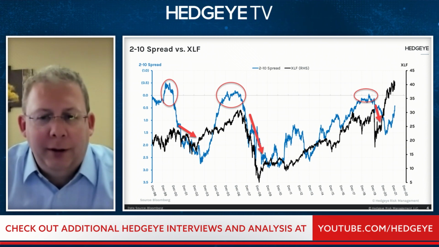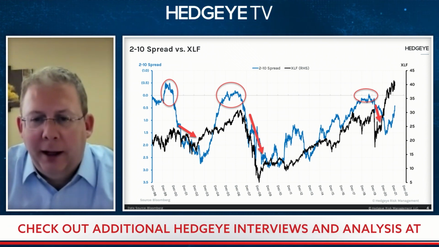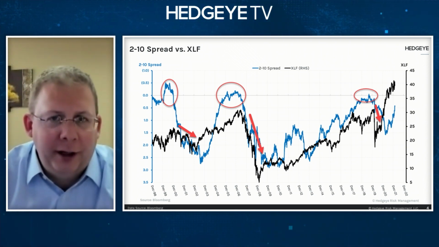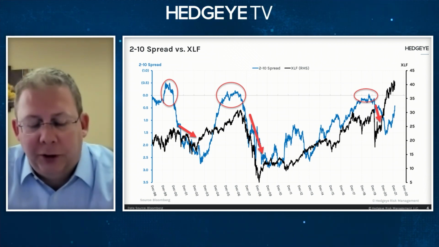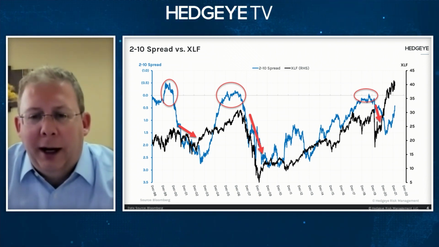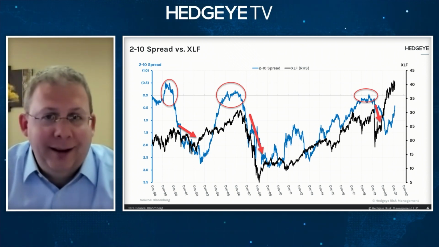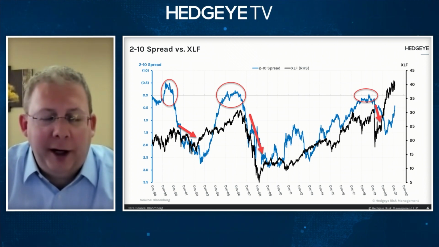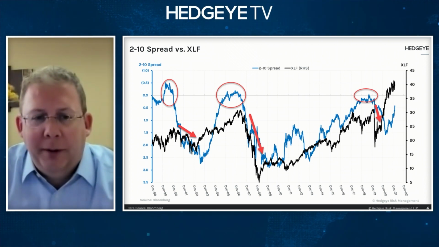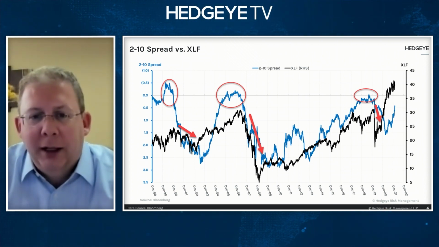So the most important takeaway is that the inversion of the yield curve, or the yield spread becoming a negative number as opposed to a positive number, is bad, or at least historically it has been, for the financial sector at large. And there are a couple of reasons why.